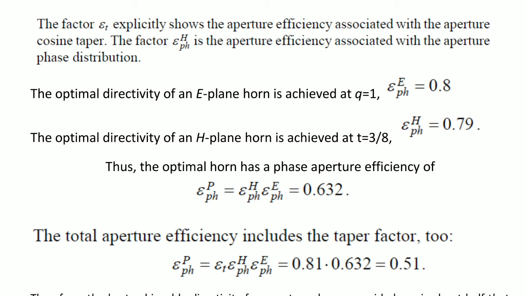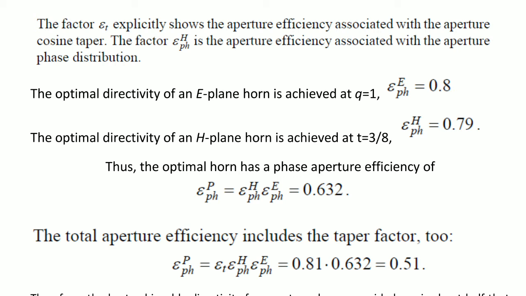So the total phase aperture efficiency is a multiplication of the aperture efficiency of the E plane and the H plane, which is given by 0.632. These are the standard values of the optimal horn phase aperture efficiency. Please remember these three values: the first is the aperture efficiency of the E plane horn, that is 0.8. The second is the aperture efficiency of the H plane horn, that is 0.79, and the combination of these two gives the phase aperture efficiency, epsilon ph, equal to 0.632.